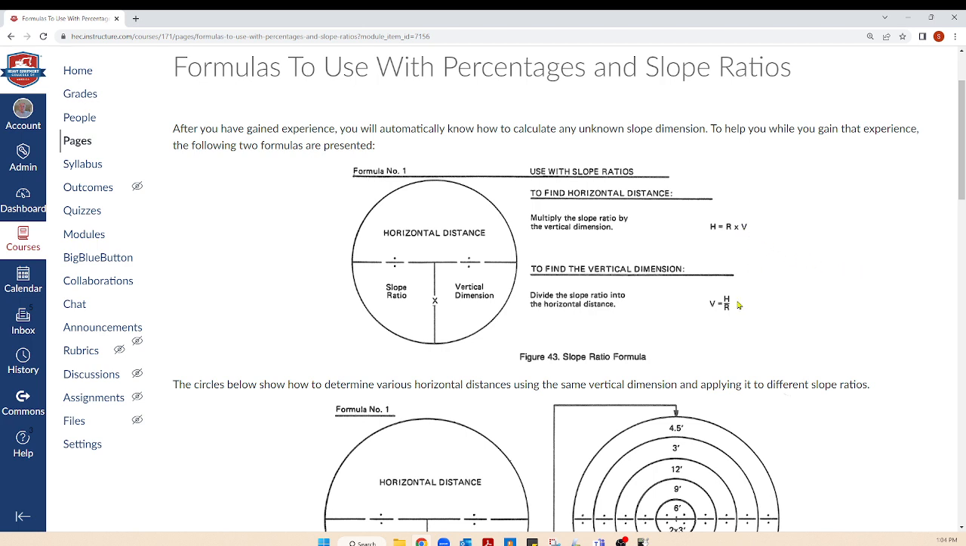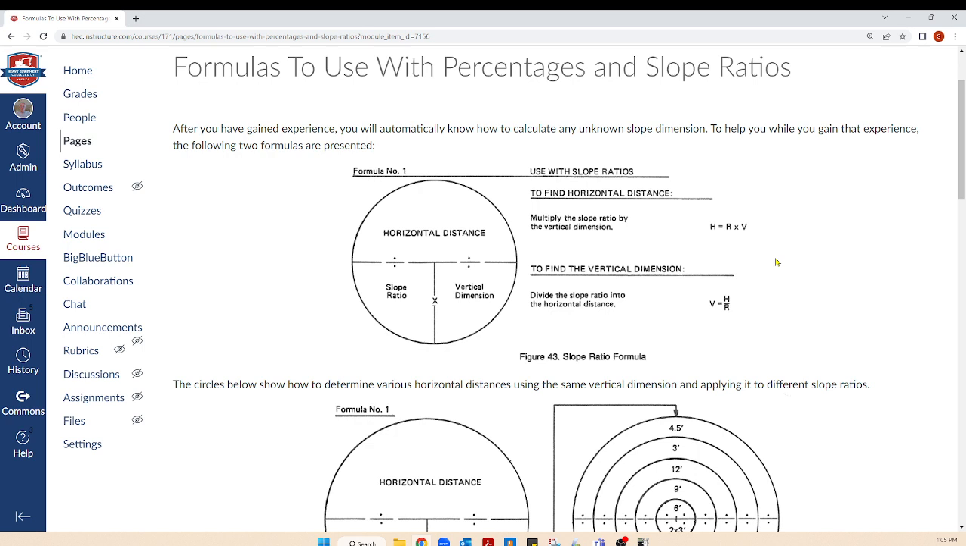Now they're showing you different ways of moving things around, and the vertical equals horizontal over ratio. So if you had this carried around with you in your pocket, all of these different ways to look at this, that would be one thing. But what if you had a tool that you could just plug in things?